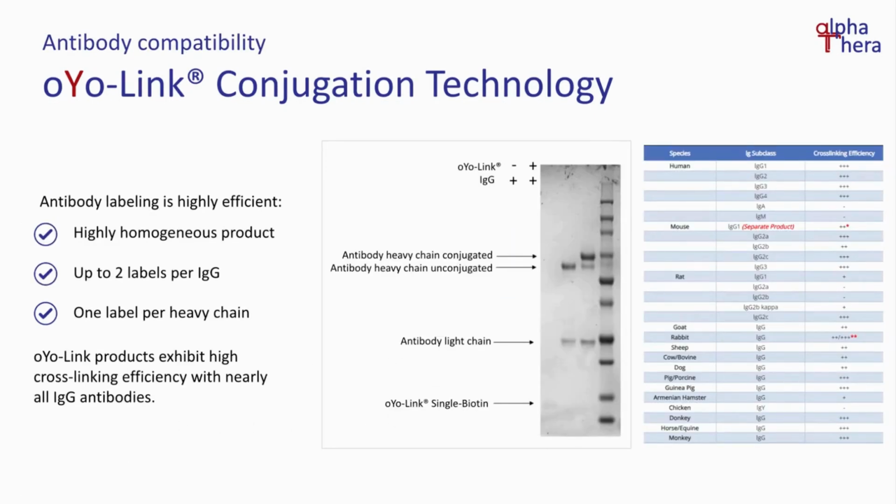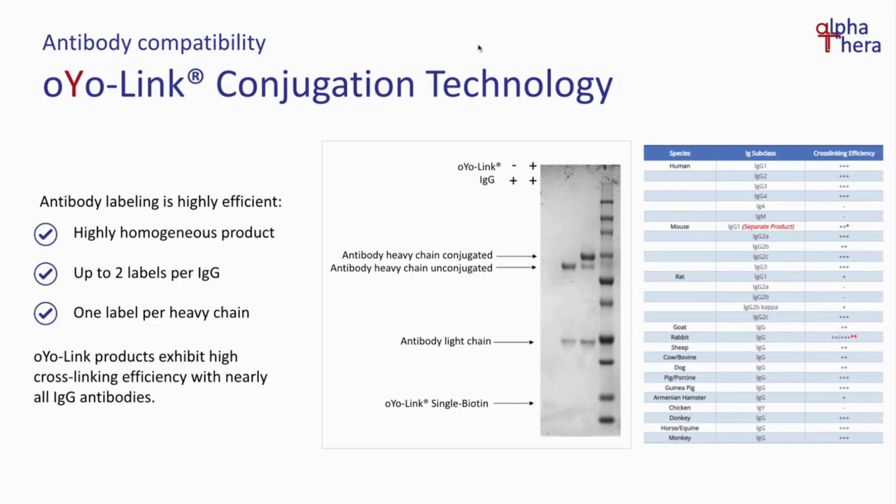Before using oYo-Link, we do recommend that you review our antibody compatibility table, since there are a couple of antibody species and subclasses that are not compatible with oYo-Link. When looking at the table, 3 pluses usually means that 90 to 95% of antibody heavy chains will be covalently labeled with oYo-Link. Since there are 2 heavy chains per antibody, each antibody is essentially labeled with 2 oYo-Links.